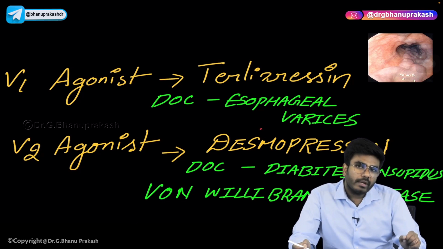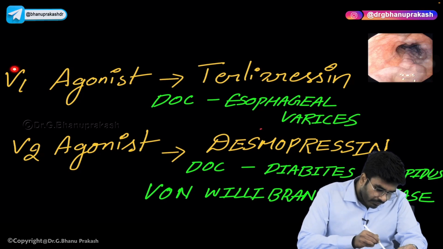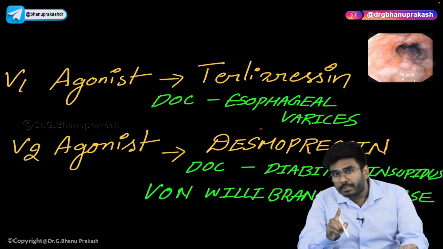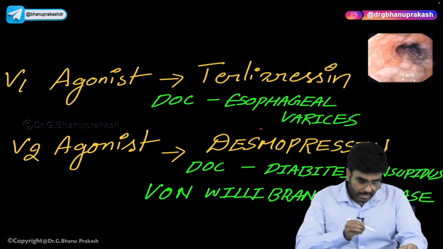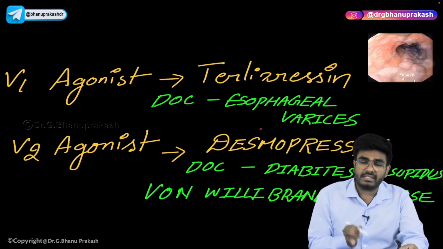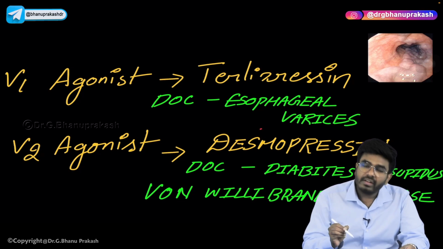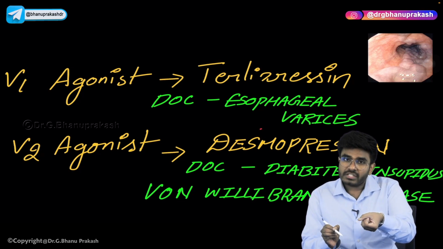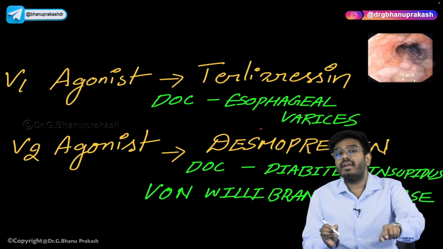Now, how can you do that? I have taught you V1 receptors, where they are present. V1 receptors are present on the smooth muscles of the blood vessels. If you stimulate the V1 receptors, which means V1 agonistic drugs, V1 stimulation can cause vasoconstriction. That will treat the esophageal varices.